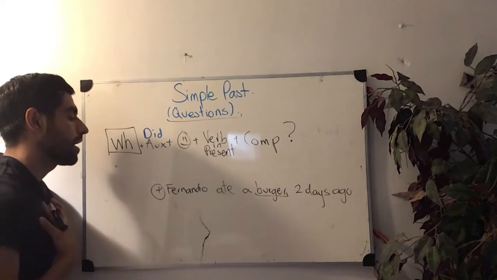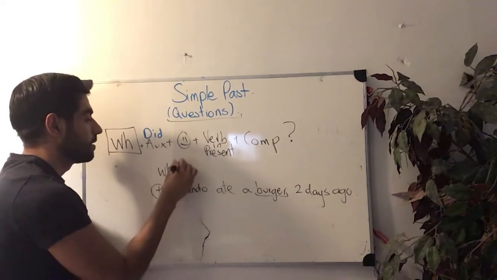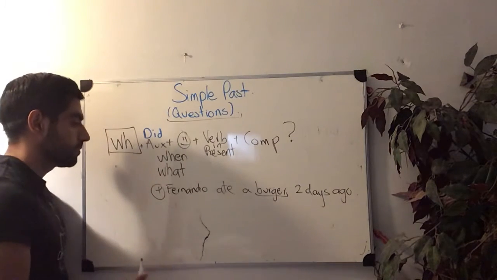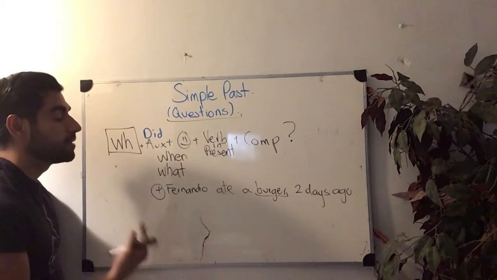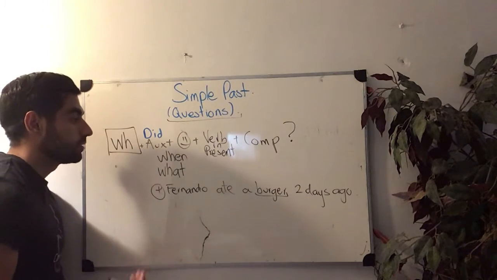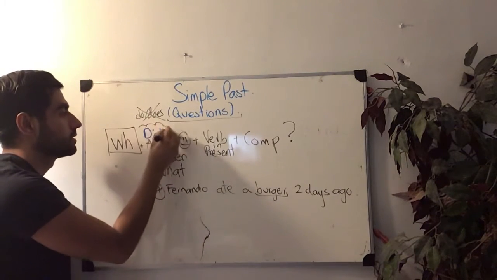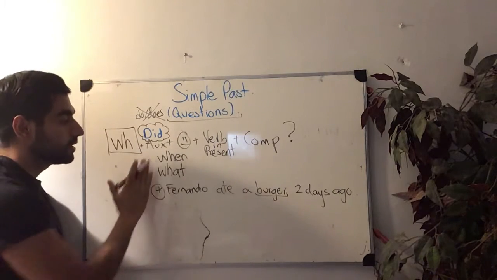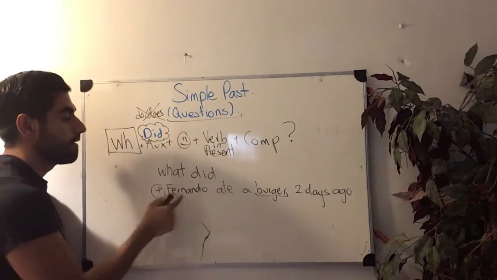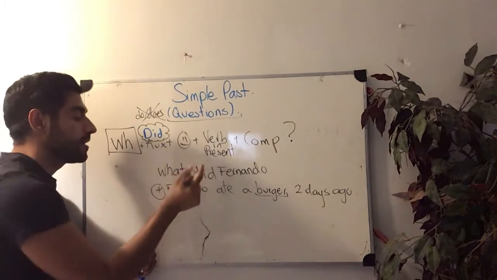So in this case, if I want to ask, yo quiero preguntar, ¿qué comió? Sería what, ¿verdad? Si yo quisiera preguntar cuándo comió, it will be when. Eso ya lo sabemos. But in this case, we're making a question in past. Estamos haciendo una pregunta en pasado. Y si yo quiero hacer una pregunta en pasado, ya no voy a utilizar ni do ni does. Lo único que voy a utilizar is going to be the auxiliary did. So in this case, sería what did who? Fernando. What did Fernando? And the verb cannot be in past.